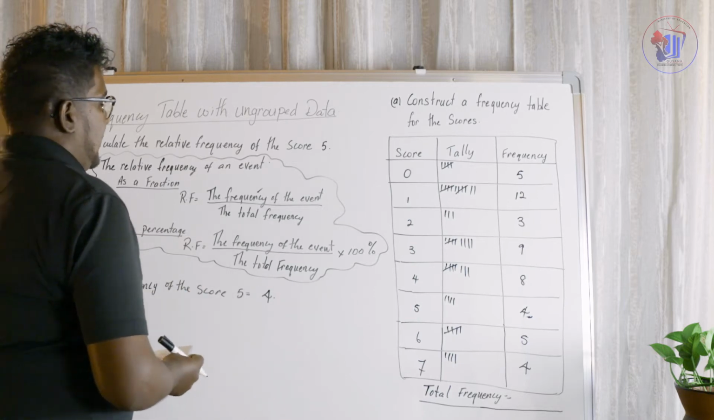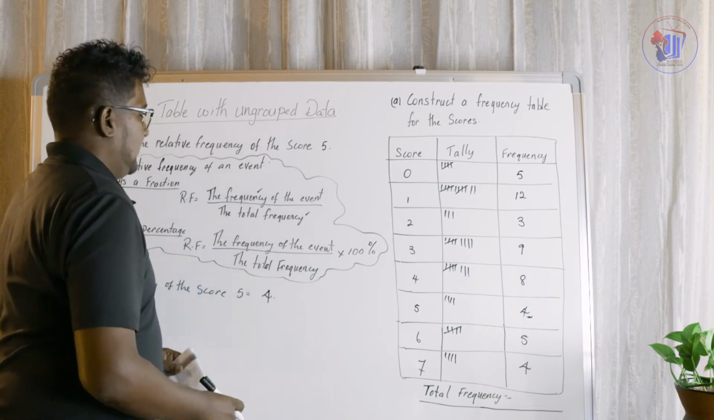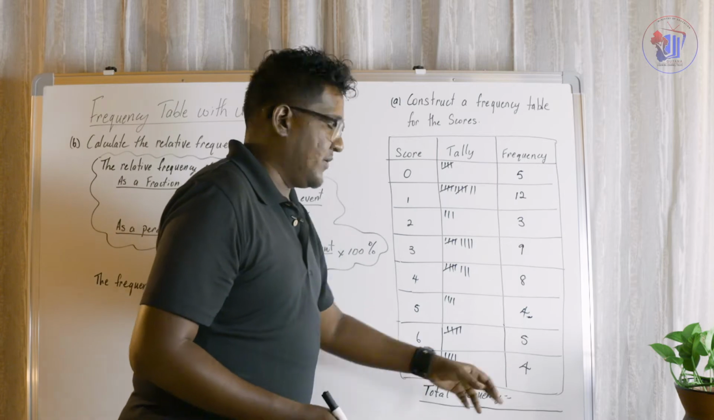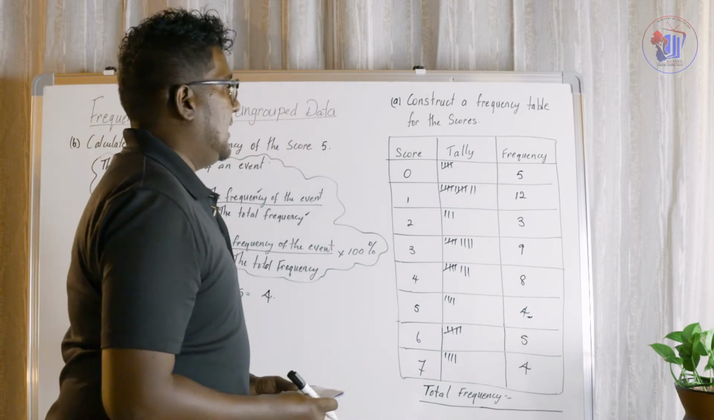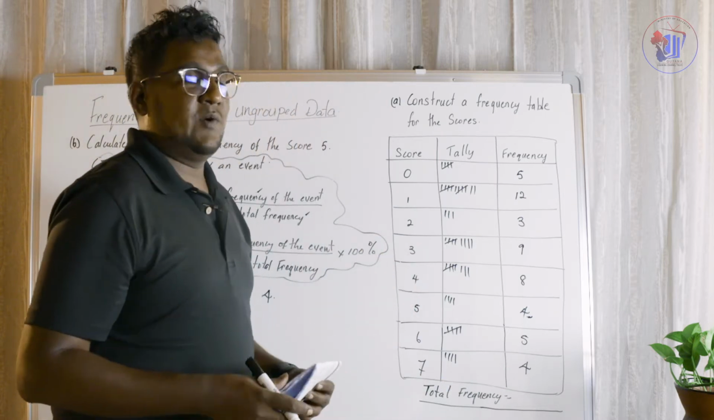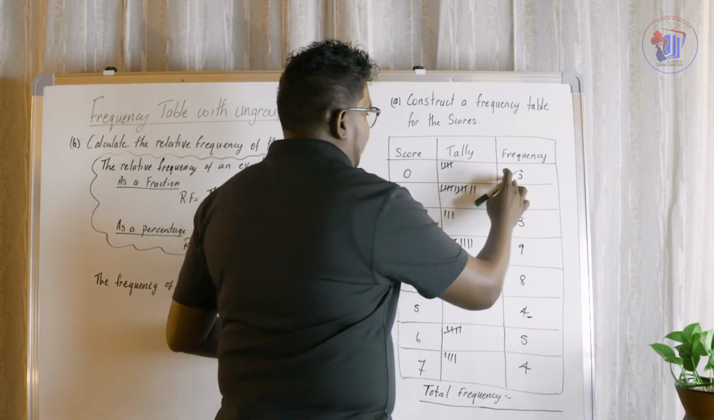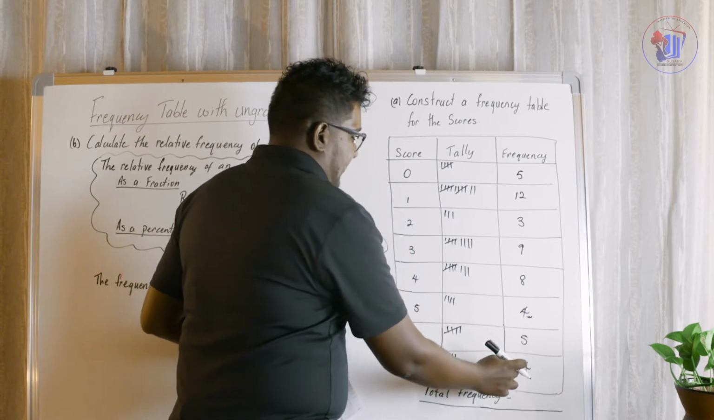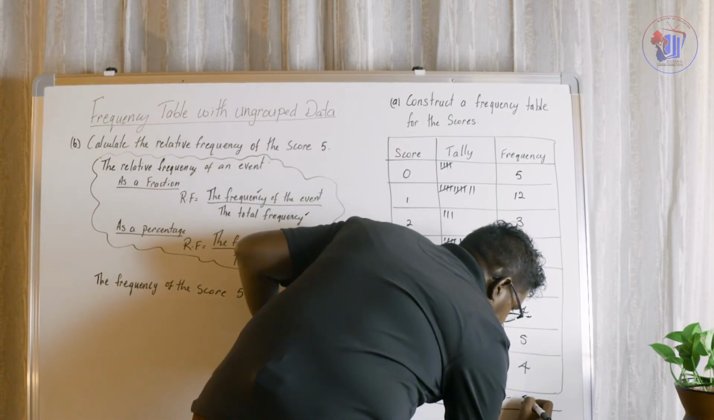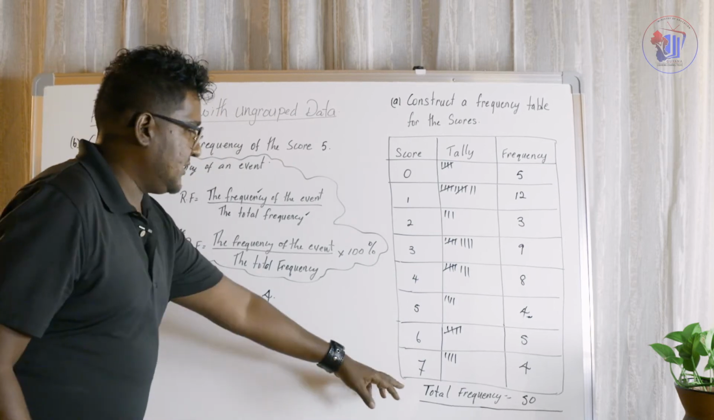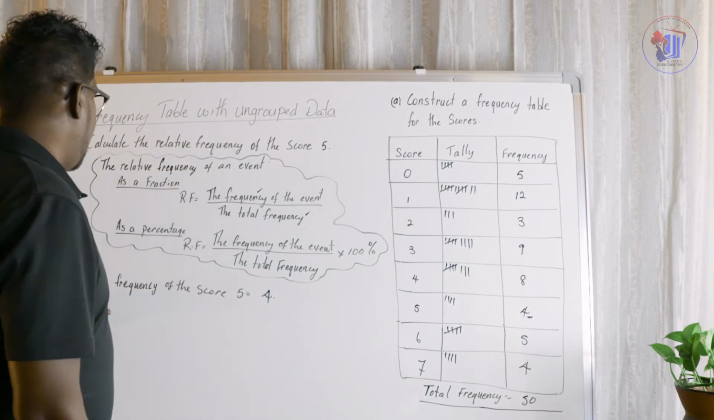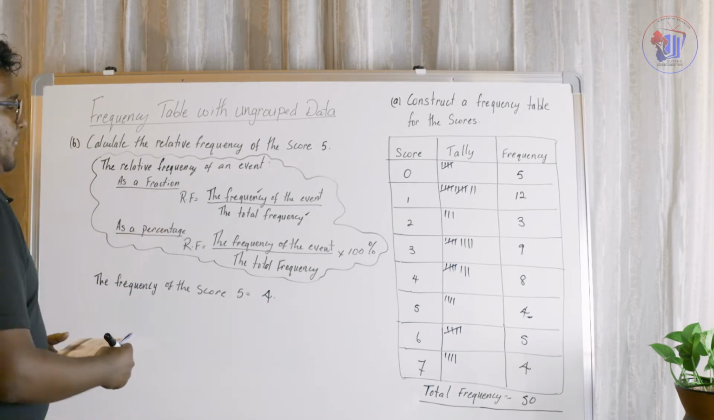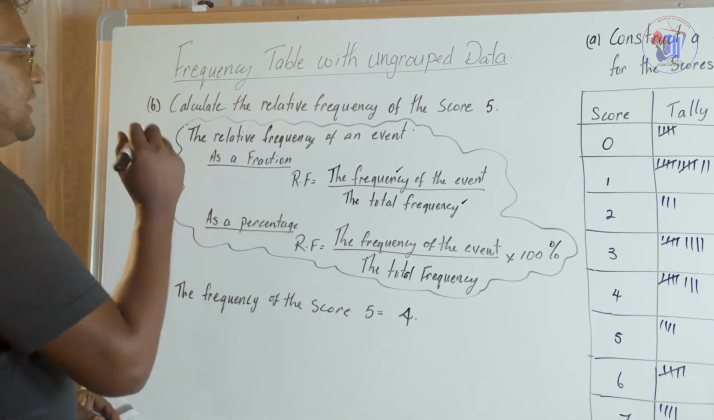The other part of the formula asks for the total frequency. To find our total frequency, we have to sum our frequency column. If you recall from the question, there were 50 numbers. If you add 5 plus 12 plus 3 plus 9 plus 8 plus 4 plus 5 plus 4, we're going to get 50 here. So the total frequency is 50, and the frequency of the score 5 is 4. So let's use the two formulas and calculate the relative frequency.